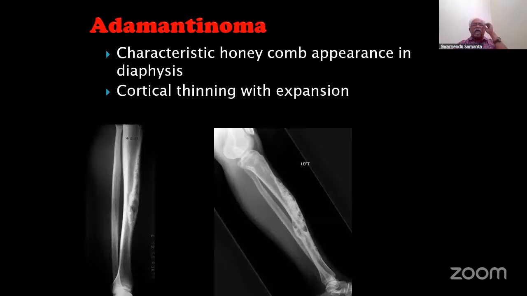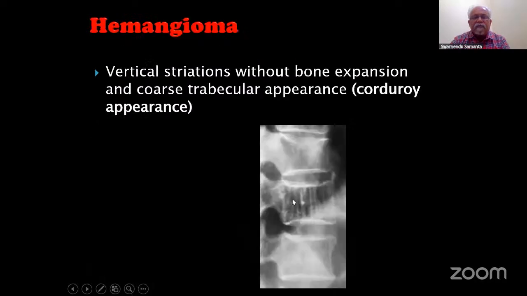Adamantinoma, the classic locations are the tibia and the mandible. This is the honeycomb appearance you can see in the tibia, cortical thinning with expansion. Hemangioma, you will see vertical striations, sometimes in the vertebra, where this sort of striations are there.